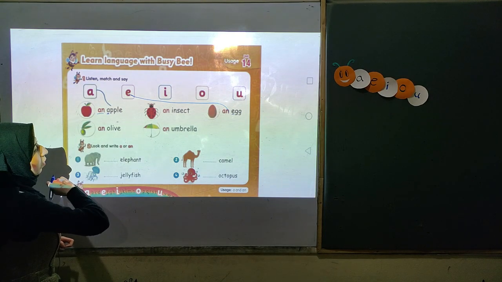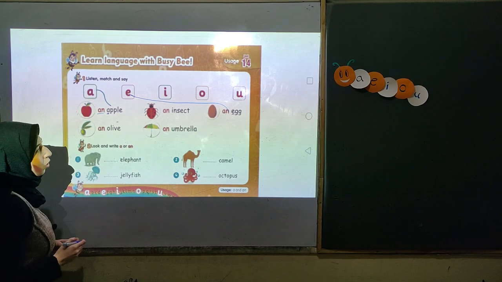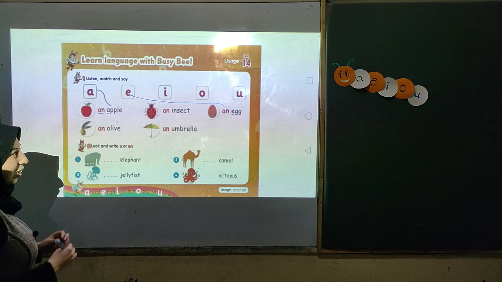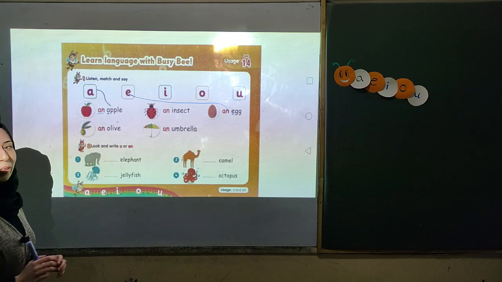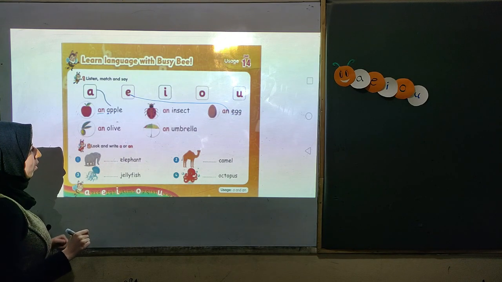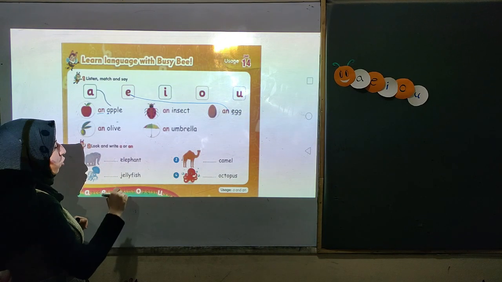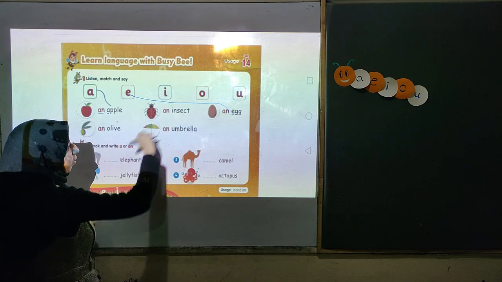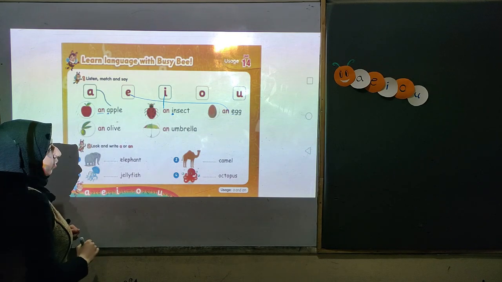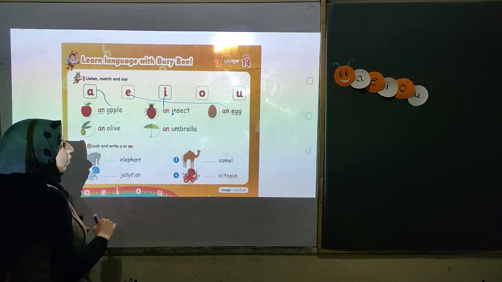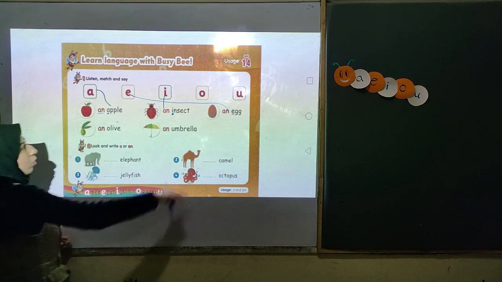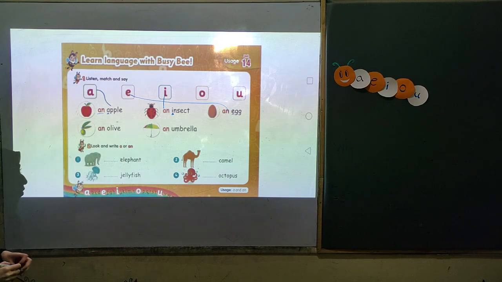Okay, now let's turn to the I letter. The I sound is i. Okay, let's see where is the word which starts with the I letter. Insect. So I will use the article an before it. An insect. Number four. It's the O letter.